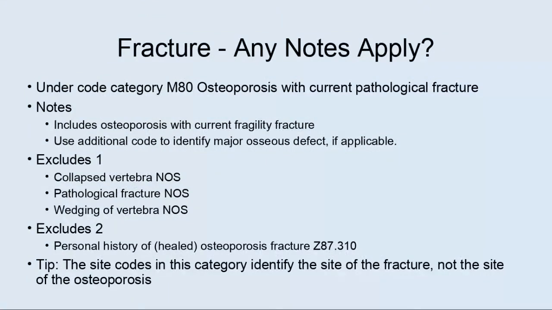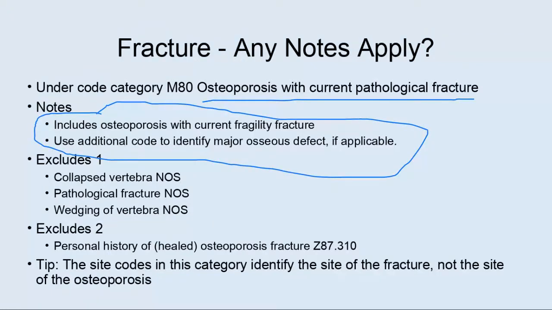So let's look back at M80 and see if there are any notes that apply. Under the category M80, it says osteoporosis with current pathological fracture. Okay, so that means we are in the right place. And there are some notes here that don't really apply in this case. You have an Excludes1 note, so if it's one of these, you're not going to use this code, you're going to use a different code.